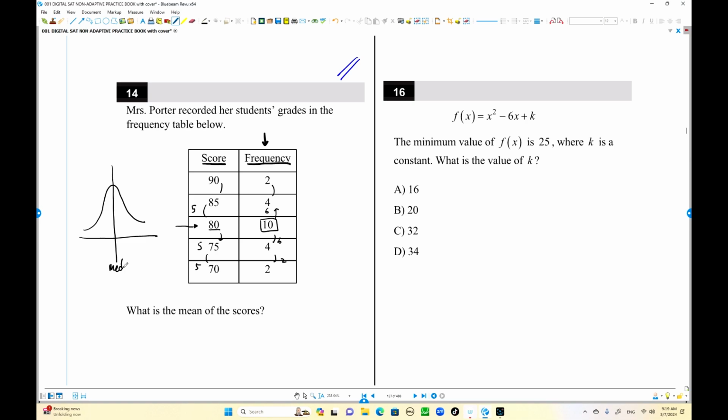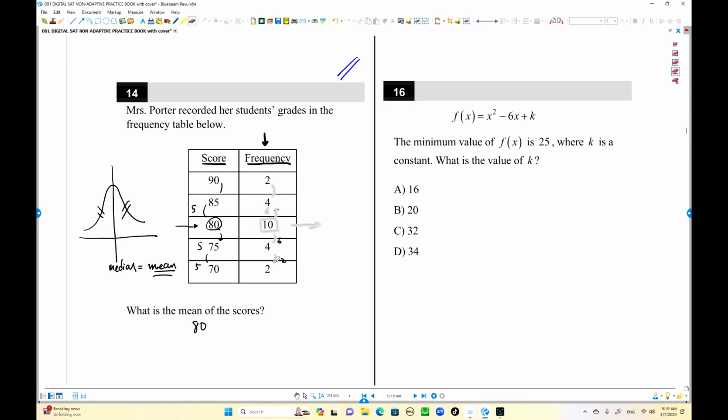This line is what? Median. But there is actually what? Symmetry, median equals average. Average we say mean. Okay, by these tables, this is the mean value, also the median. Okay, so 80 is the answer.